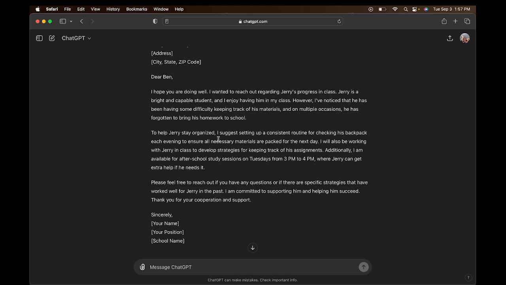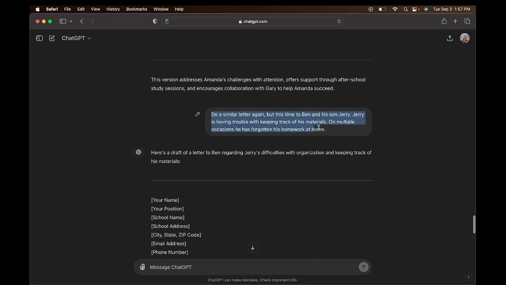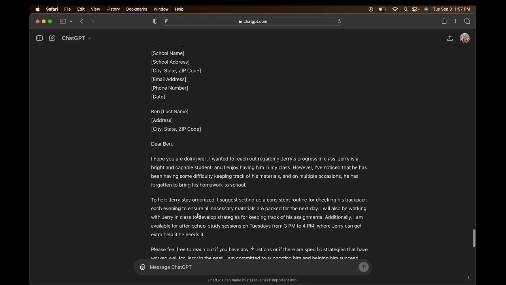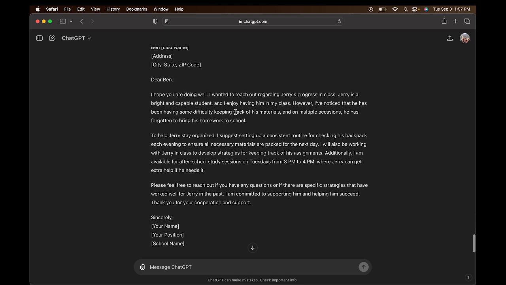Perfect. So now it's actually suggesting setting up a consistent routine for checking his backpack each evening to ensure all necessary materials are packed for the next day. Now it's important to remember, this was the only thing I wrote, but it extrapolated and said, you know what, this letter has to do with having trouble finding assignments and keeping track of them. Let's write about that. So it wrote about that automatically.